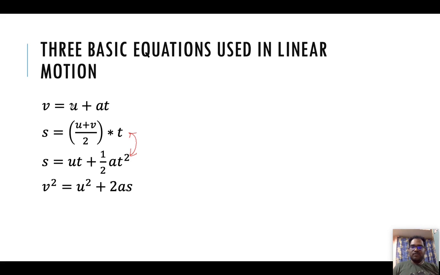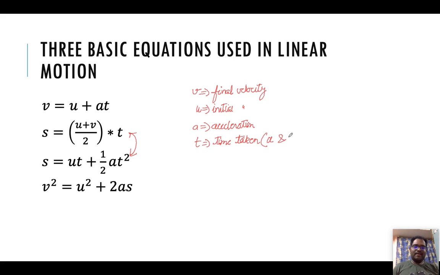Okay, so the first one is V is equal to U plus AT, which means V corresponds to the final velocity, and obviously you know that U corresponds to the initial velocity, A corresponds to the acceleration of the body, and T corresponds to the time taken. Basically, this time taken is where it starts from U and it ends with V. So this is the time taken that is present in this equation. So V is equal to U plus AT.